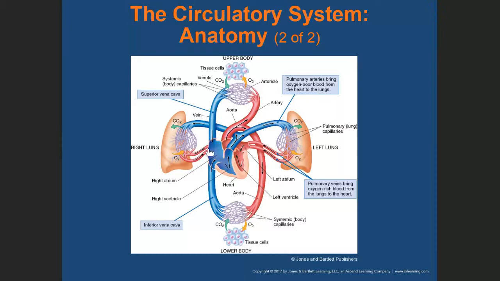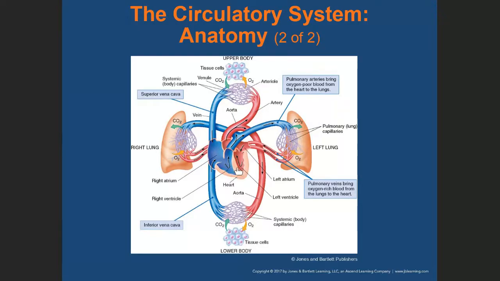All right, now deoxygenated blood from the upper portion and lower portion of the body is going to travel via the superior and inferior vena cava, and that deoxygenated blood is going to enter the right atrium of the heart. The right atrium then contracts and pushes that deoxygenated blood into the right ventricle. So it passes through this valve right here, which is the tricuspid valve, and it goes into the right ventricle.